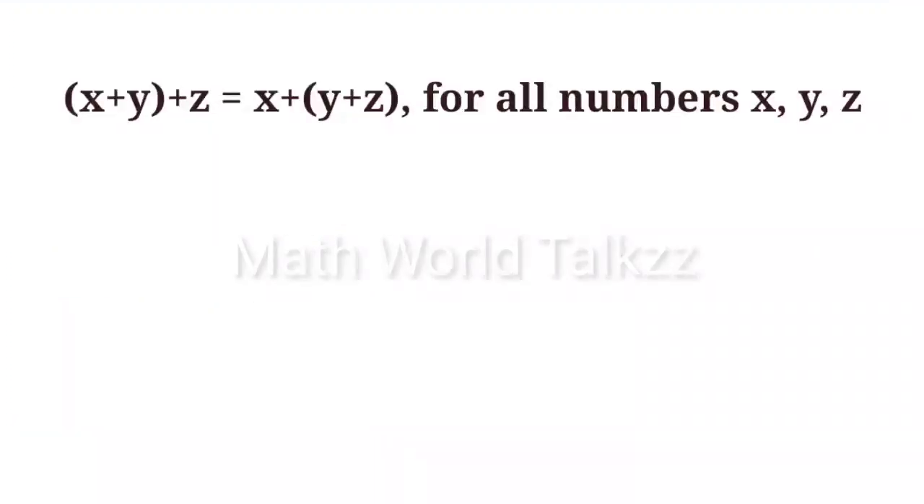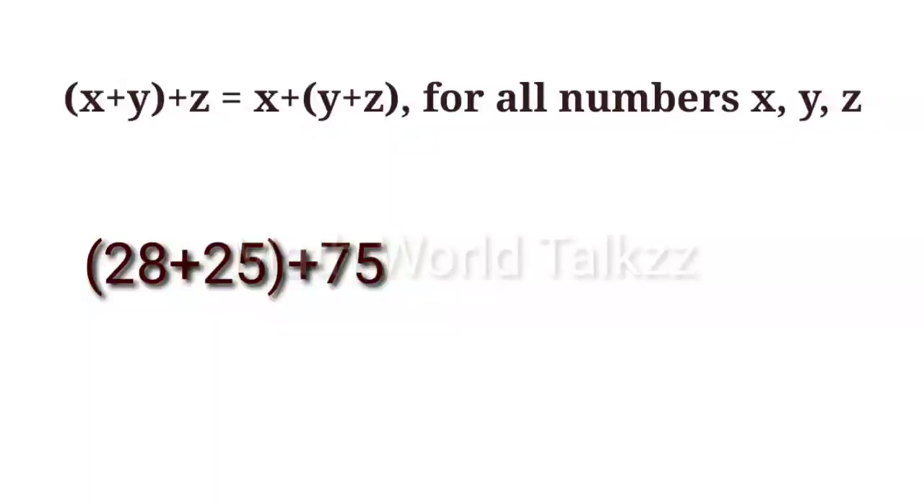The first principle is that x plus y plus z equals x plus y plus z, meaning we can change the addition in any order. Also we can take x plus z, because if we add in any order there is no change in the answer. So our first question here, you can see 28 plus 25 plus 75.